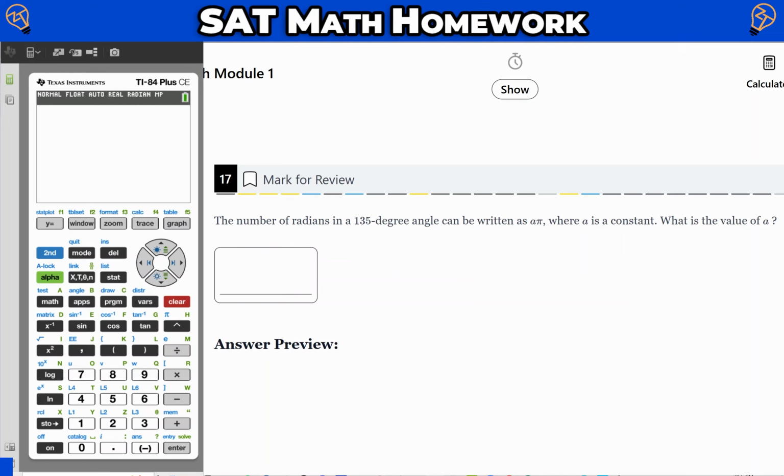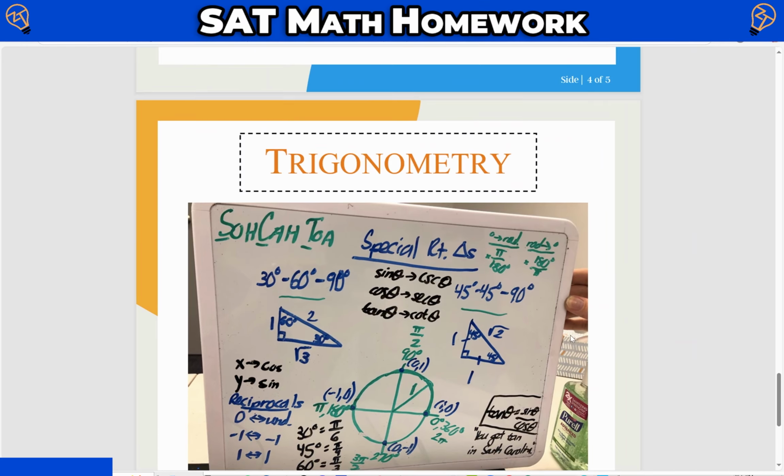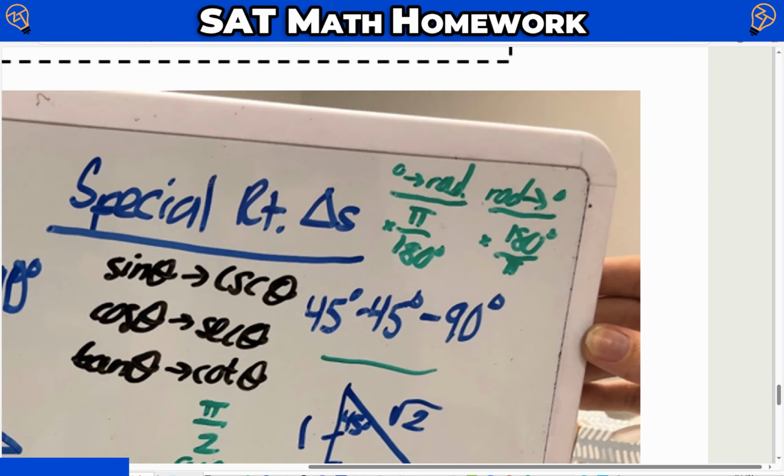Whenever they ask you to convert from degrees to radians or radians to degrees, the most important basic fact, if you will, for trigonometry is listed on page 35, so side 5 of your math reference document. So knowing that pi radians and 180 degrees are equivalent is going to be really, really important.